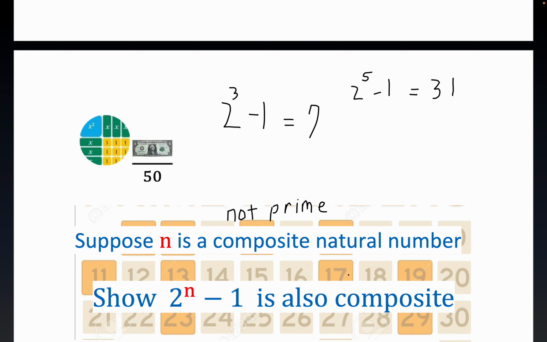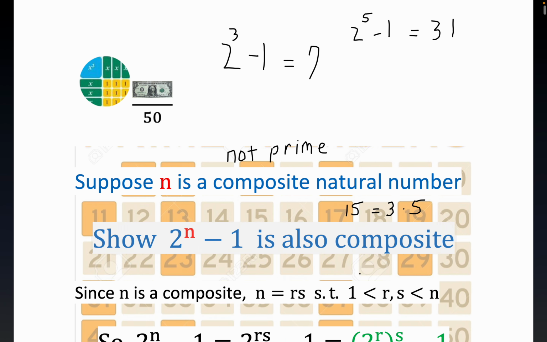For example, 15 is composite since it's the product of two numbers that are between 1 and 15. Okay, 3 and 5 are both natural numbers between 1 and 15. And that's literally the definition of composite, which we will use right here. We'll suppose that n is composite, and everything's assumed to be positive integers here. So there's an r and s between 1 and n, just like 3 and 5 is between 1 and 15.